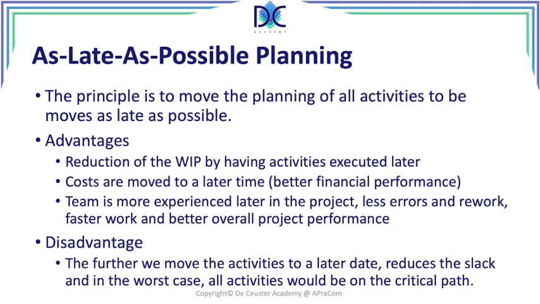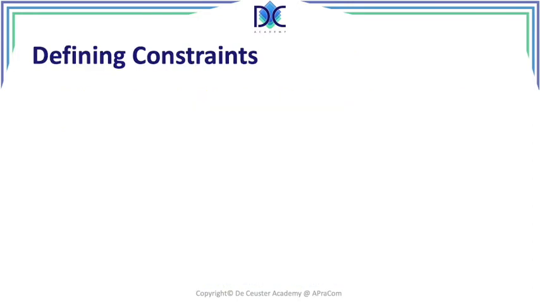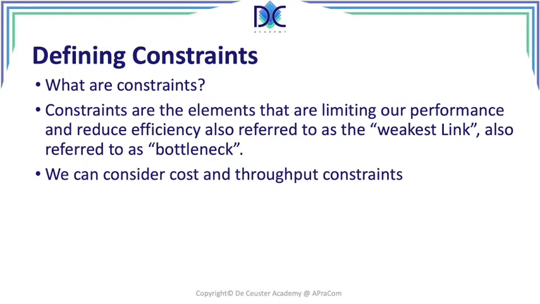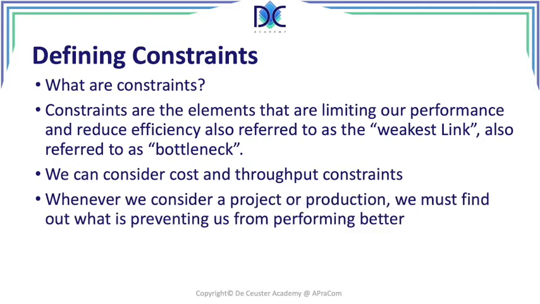Now, when we're looking at the constraints, we have to define the constraints. What are the constraints? Well, constraints are these elements that are limiting our performance. And we also refer to it as the weakest link or the bottleneck. Now, what we can consider is cost and throughput constraint. When we look at cost, we have our budget, but throughput is another constraint. How much work are we completing in our project with the work that we are doing, the work that we planned? How is this evolving?